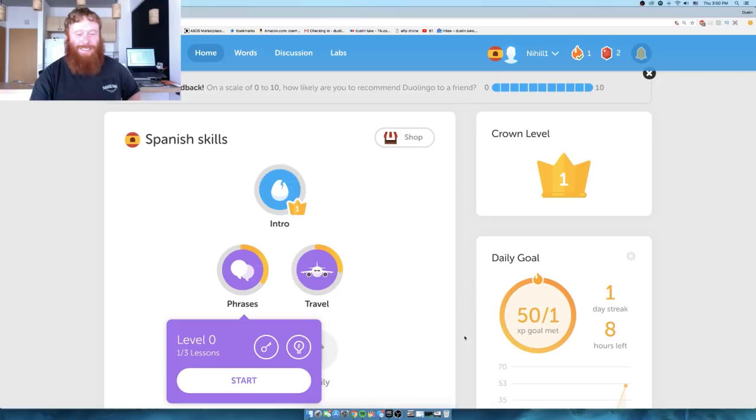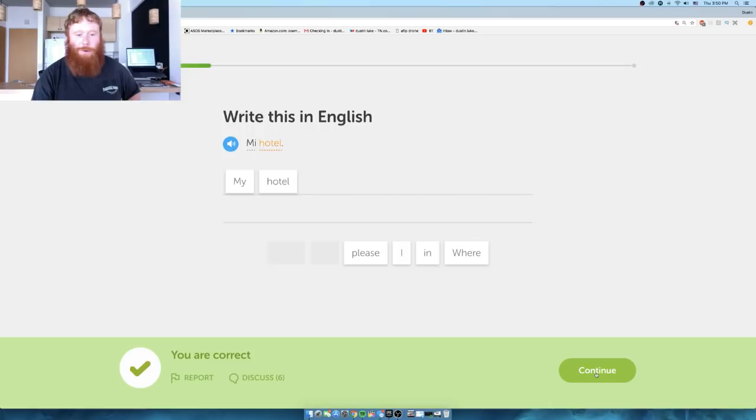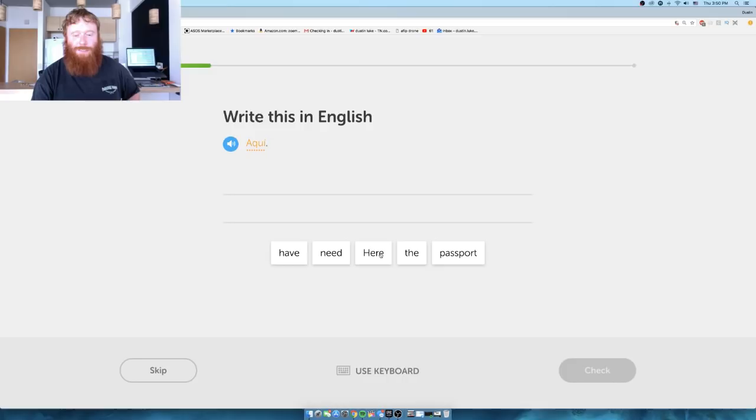Mi hotel. That'll be my hotel. Hotel is hotel. It's the same thing, except you don't pronounce the H. Aquí means here. I know that because people are like, vení aquí, vení aquí. And Dustin still didn't bring me the water that I asked for in Spanish.